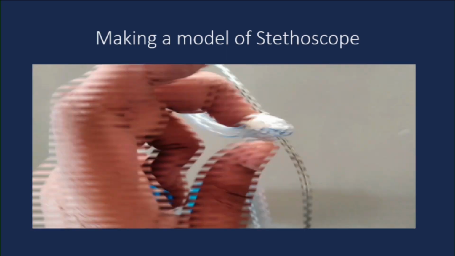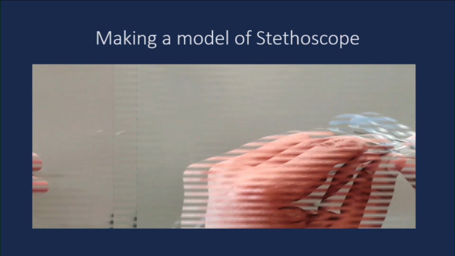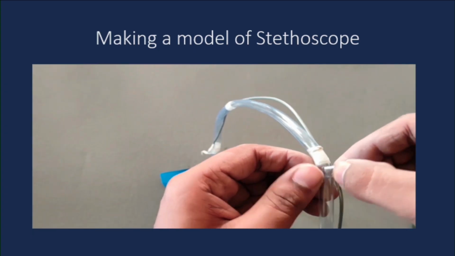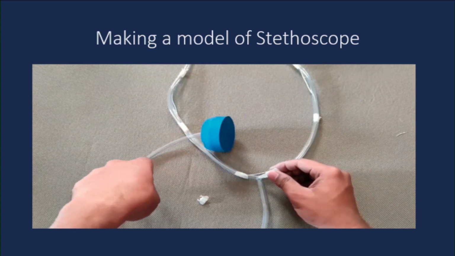Poke a hole into the bottom of the V-shaped tube. Insert the second tube into the hole. Fix it with glue and tape.